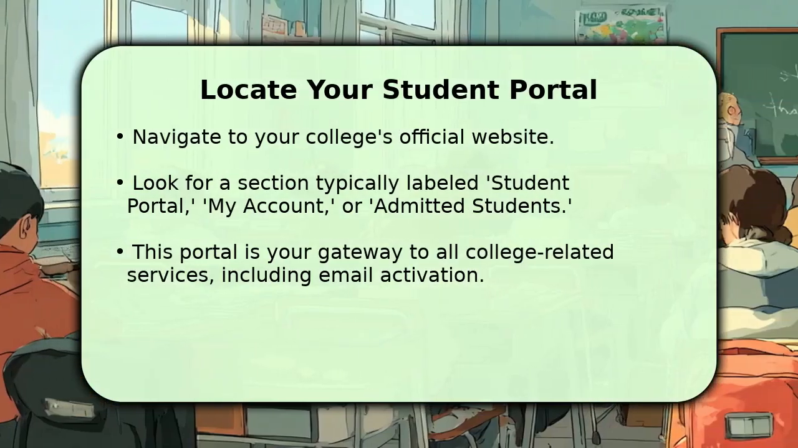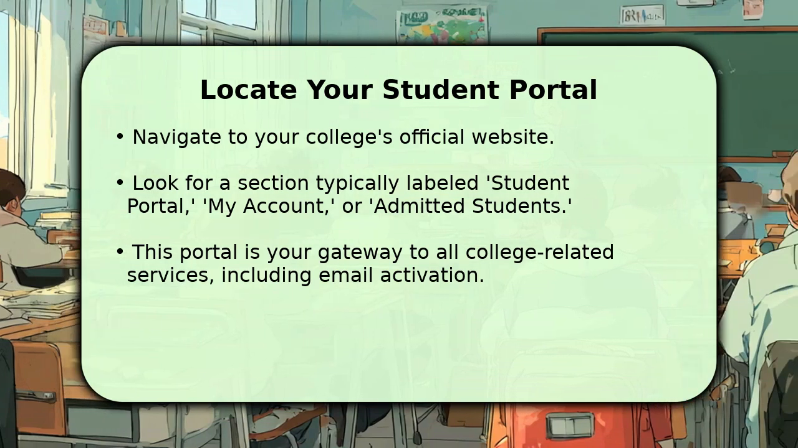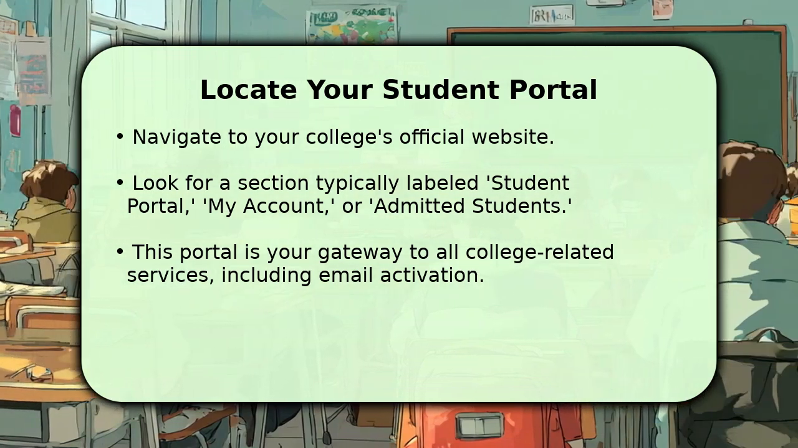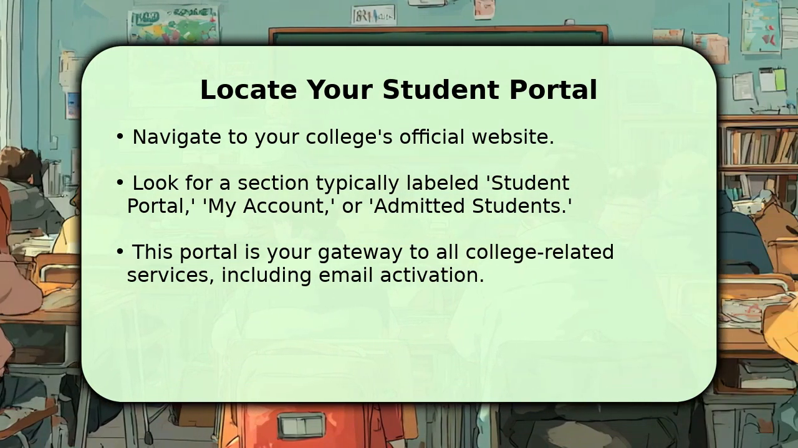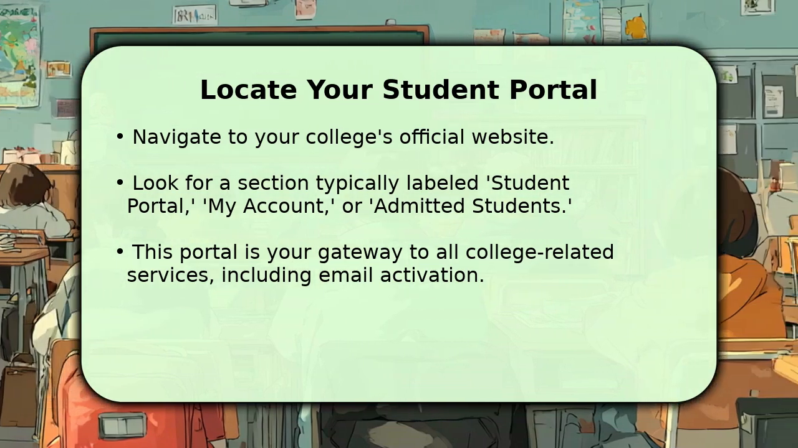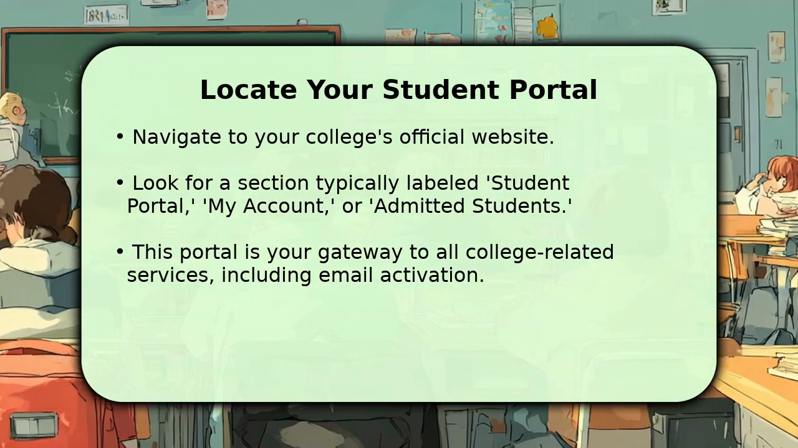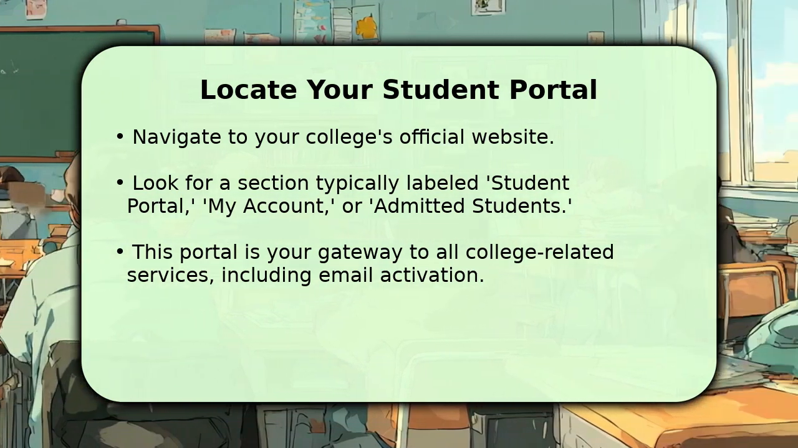Once you have your student ID number, head over to your college's official website. You will need to find the specific link for current or admitted students, which is often called the Student Portal or My Account area. This secure online hub is where you will manage everything from course registration to your brand new university email. Take a moment to locate this crucial section.